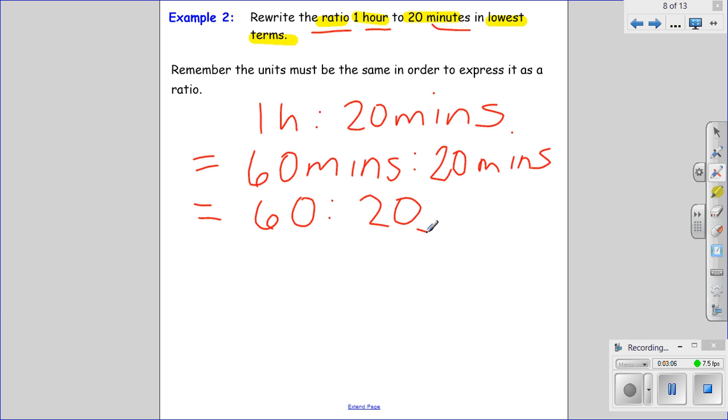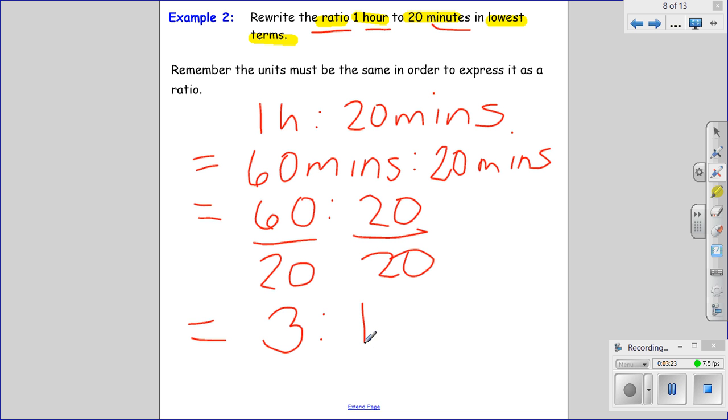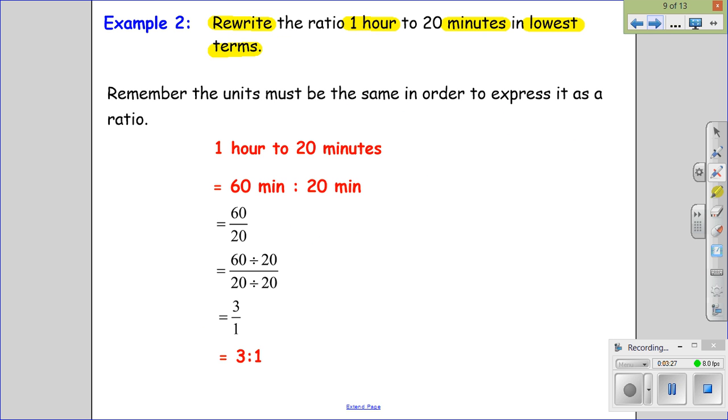Now ratios always have to be expressed in lowest terms. So the greatest common factor, which would be the largest number I can divide both 60 and 20 by, is 20. So I'm going to divide both terms by 20. And 60 divided by 20 is 3. 20 divided by 20 is 1. And again, it's written neatly here. And you'll notice I could also have written it in fraction form.